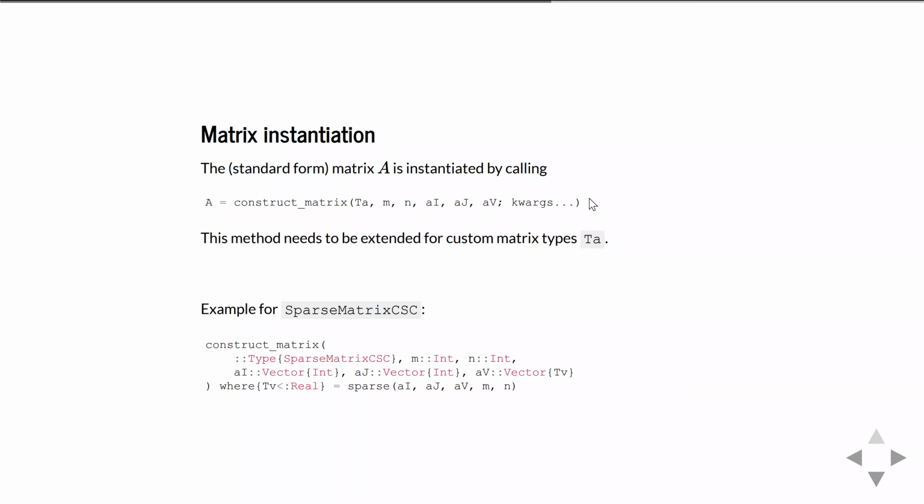So as soon as you give a specific type, then you can extend construct matrix with this signature, add some keyword arguments if you want to, and that will be called automatically. The only limitation right now is that it's going to be called for the standard form, not the original form. So that's one thing that I have to improve on in the future.